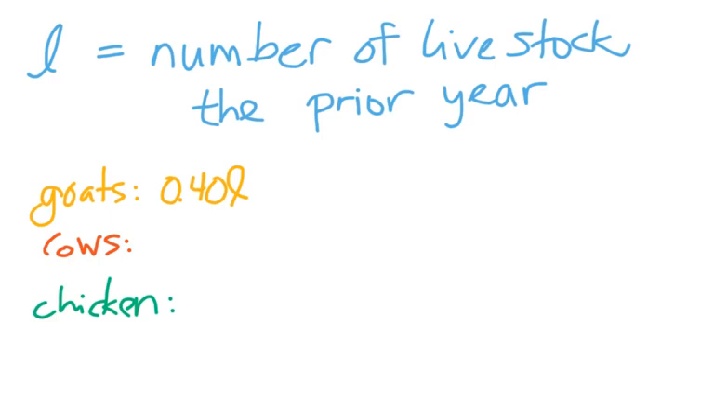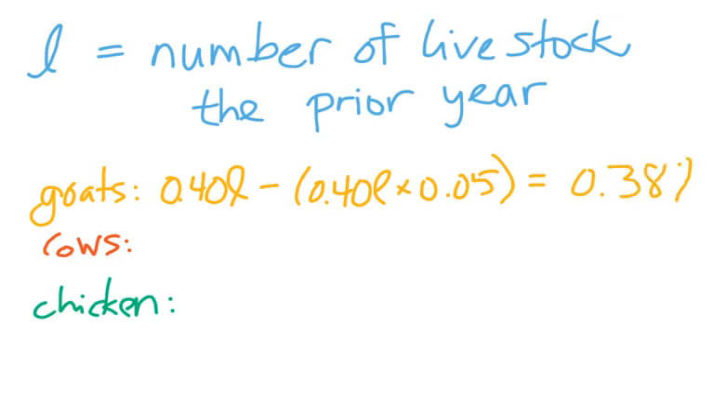And this year we had a decrease of 5%. So we're going to take away from that 0.40 L times 0.05. And when we do that, we end up with 0.38 L. So that tells me that the goats are down to 38%.